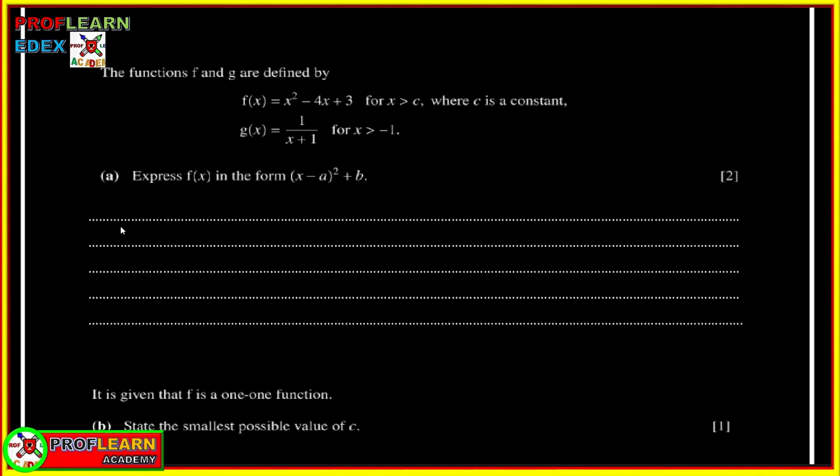Moving into functions, and here you are told that f of x equals to x squared minus 4x plus 3, where x is greater than c. G of x equals to 1 over x plus 1, where x is greater than negative 1. Then we are supposed to express f of x in the form x minus a squared plus b. Now, this one, we have already done a question similar to this. So this is just a walk in the park.